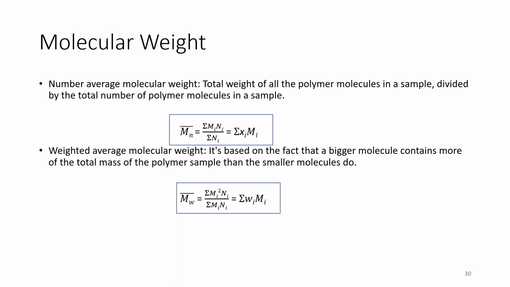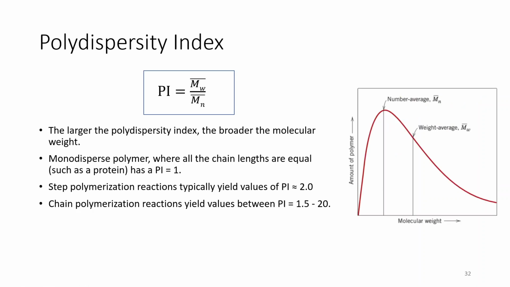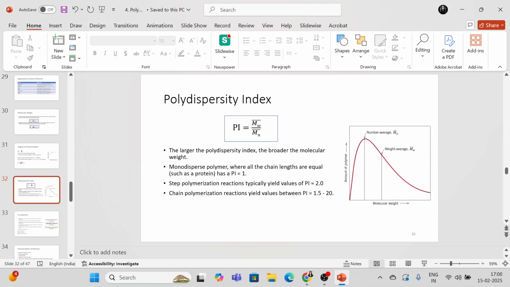Then these are the definitions of molecular weight. It can be number average or weighted average molecular weight. Then degree of polymerization. You have various questions based on this. So you should remember this particular formula, and based on that you can easily remember the definition as well. As you keep on increasing the degree of polymerization, your material's melting temperature will increase. Then we had polydispersity index, which is just the ratio of the weighted average molecular weight to the number average molecular weight.